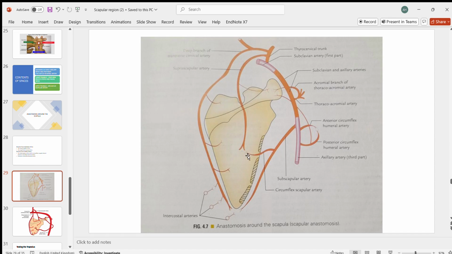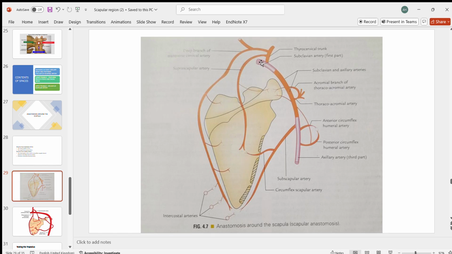And what is the function of the anastomosis? If there is blockage at the lower end of subclavian or upper end of axillary artery, it can be bypassed through the collateral circulation, that is through the anastomotic channels. So we are going to discuss them one by one. First of all, the anastomosis on the body of the scapula.